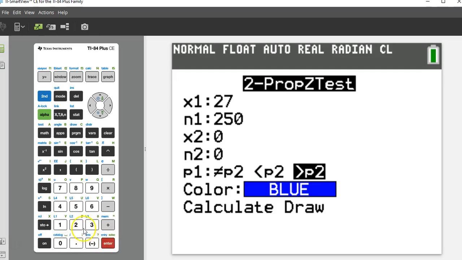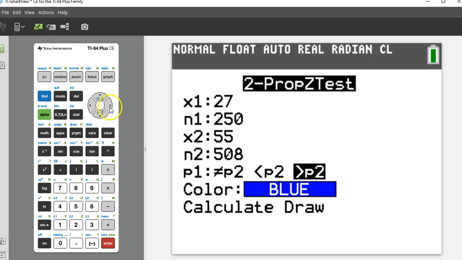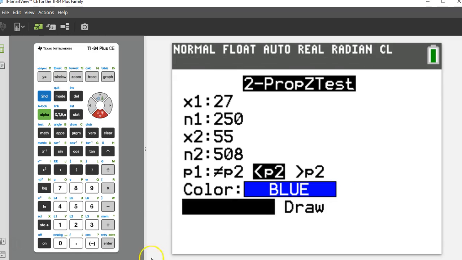You can calculate this separately, but the calculator will do it for you. See, there's the 250. For the females, it's 55 are the ones who are left-handed, and the total is 55 plus 453. You can do that separately and enter it. There's 508 for the total. The alternate hypothesis was less than, so I'm going to make sure the less than is highlighted.